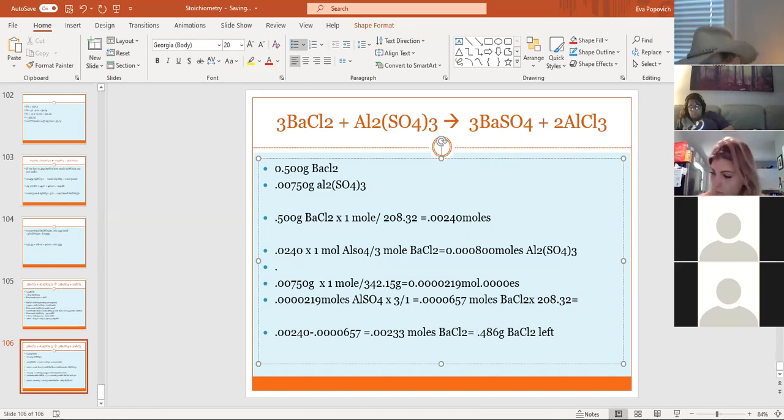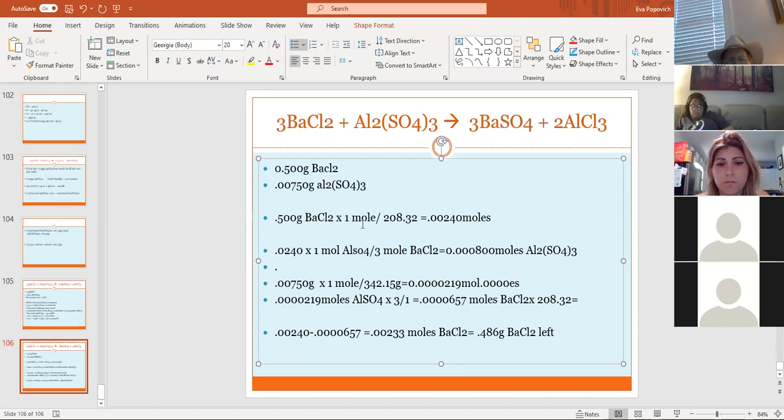All right, I know I'm not explaining this well, guys, and I apologize for that. Let's go back and analyze the problem. If you want to know how much excess reagent is left, you have to figure out which one is the limiting reagent.